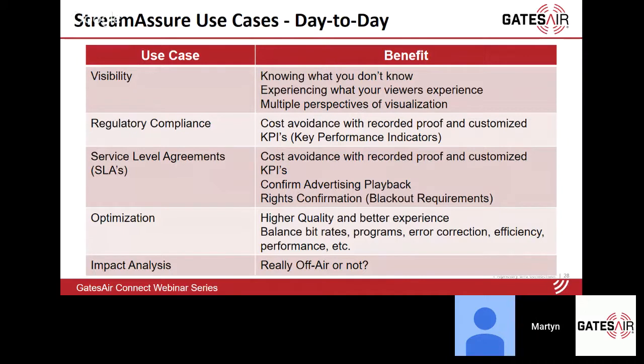Optimization. By tracking and analyzing the streams and RF, it becomes easier for the operator to optimize and improve the overall system performance. And then impact analysis. Did the issue cause the transmitter to go off the air? Was the transmitter off the air? Was the issue somewhere else? These types of things can be analyzed more easily with StreamAssure.